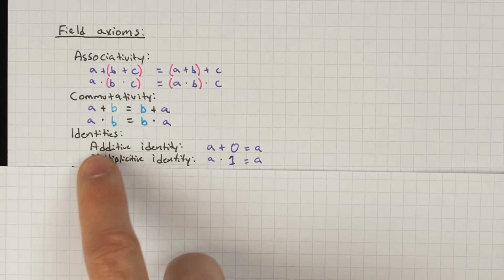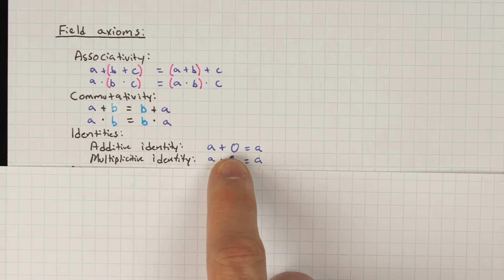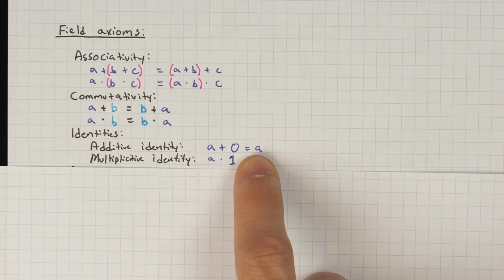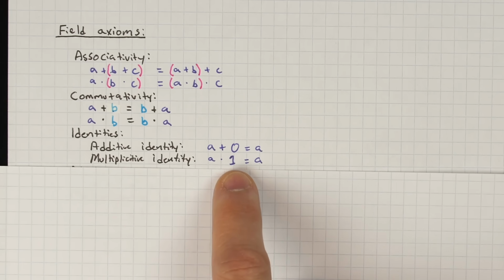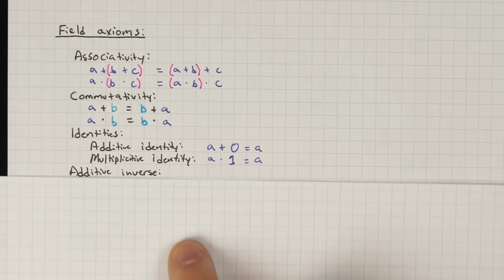You have to have identities. So there has to be an additive identity. There has to be some number. So you've got this set of numbers that are in your field. One of those numbers has to be an additive identity, so that if you have a plus that number, usually 0, you get a. Same thing for multiplying. Essentially, you need a 0 and a 1.